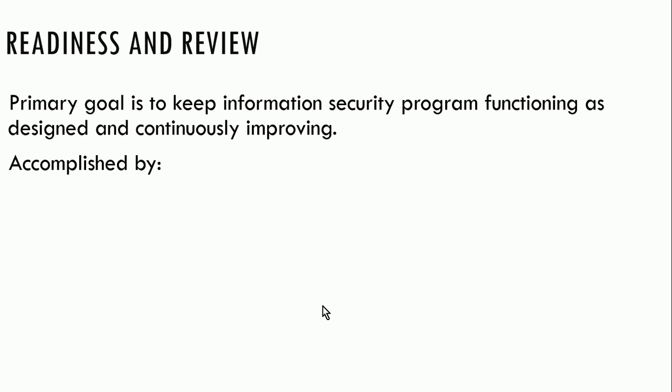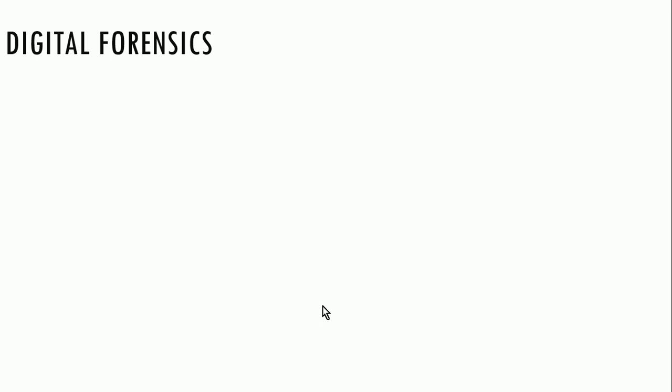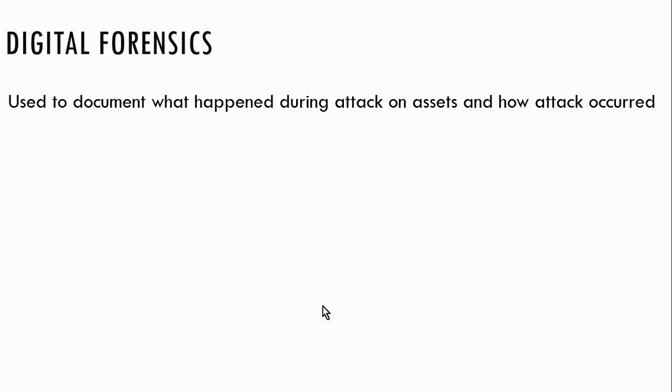Readiness and review. So the goal here is to keep the information security program functioning as designed and continuously improving through policy review, program review, and rehearsals. So another area is digital forensics. So digital forensics is used to document what's happened during an attack on assets and how that attack occurred. It's based on the field of traditional forensics.